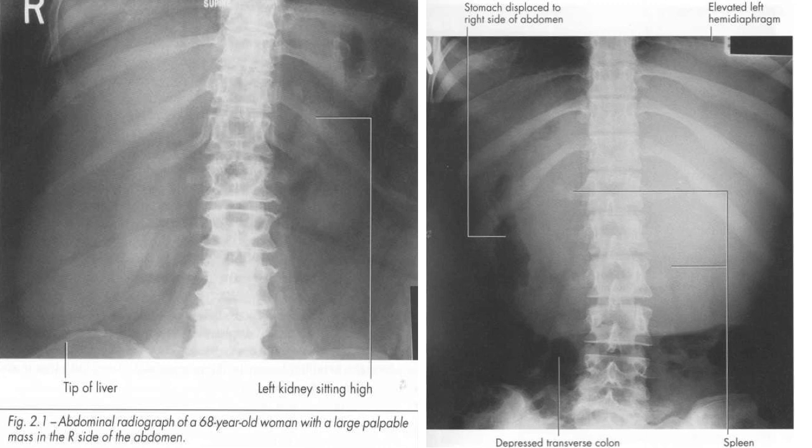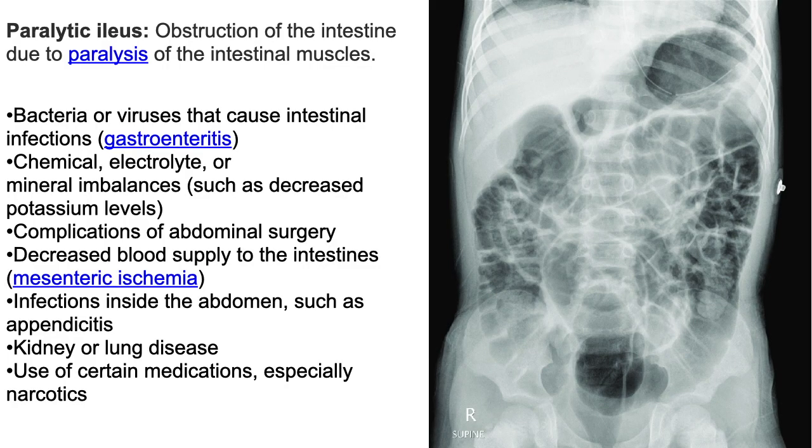So remember, when you request an X-ray, you have to read the X-ray from outside to inside. Now let's enter the abdominal pathology side, starting with obstruction. For obstruction, we have paralytic ileus and mechanical obstruction. Paralytic ileus is an obstruction of the intestine due to paralysis of the intestinal muscles.